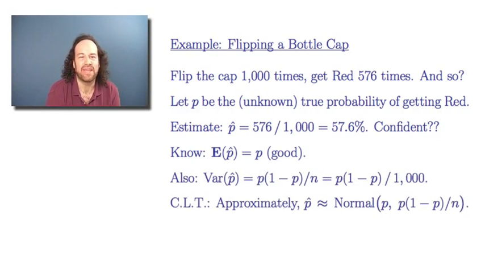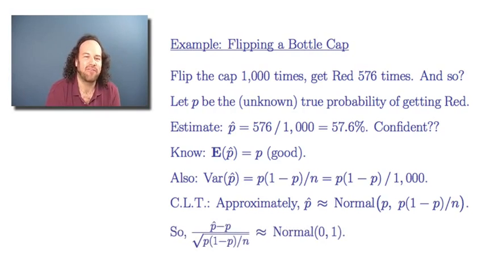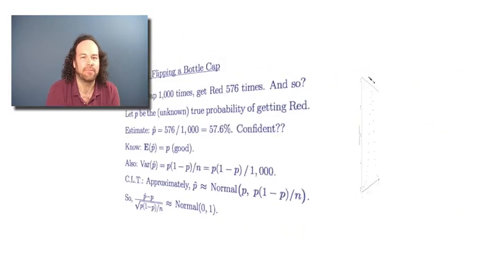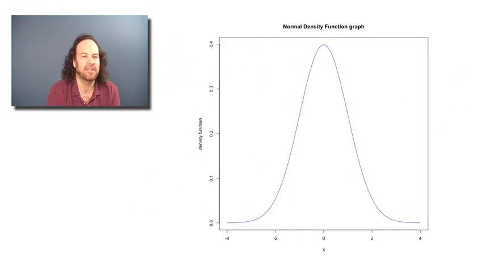Now we also know the central limit theorem, and it tells us that since P hat was made up of an average or a proportion of lots and lots of flips, it approximately follows a normal distribution with this mean and variance. Now we can do a little bit of manipulation. If we subtract off the mean and divide by the square root of the variance, then we get a quantity which has approximately the standard normal distribution. Now, the standard normal distribution is something we know all about. We can graph it, and we can get the probabilities for it too.